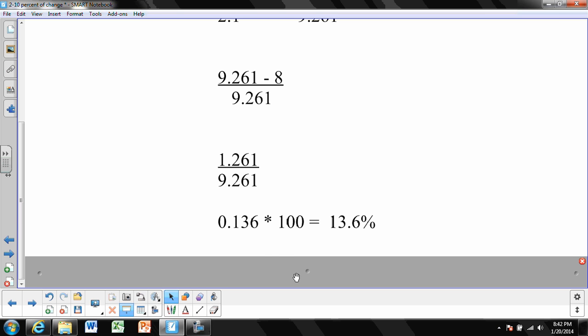Because it asks for the percent, we take our relative error amount, which is just this number, 136 thousandths, and we multiply it by 100, changing it to an error percentage of 13 6/10.